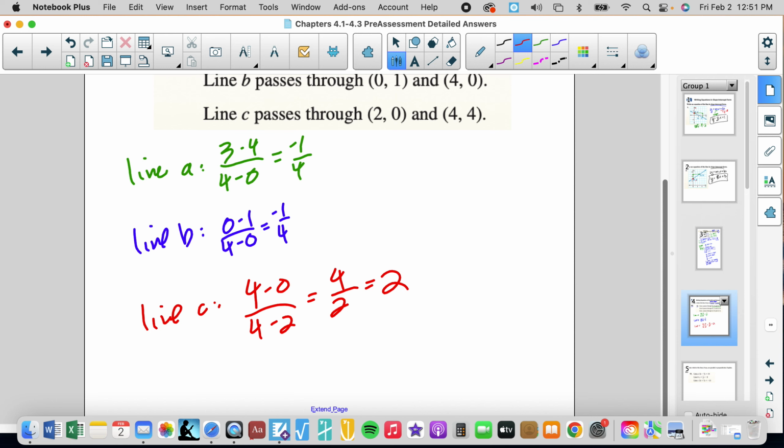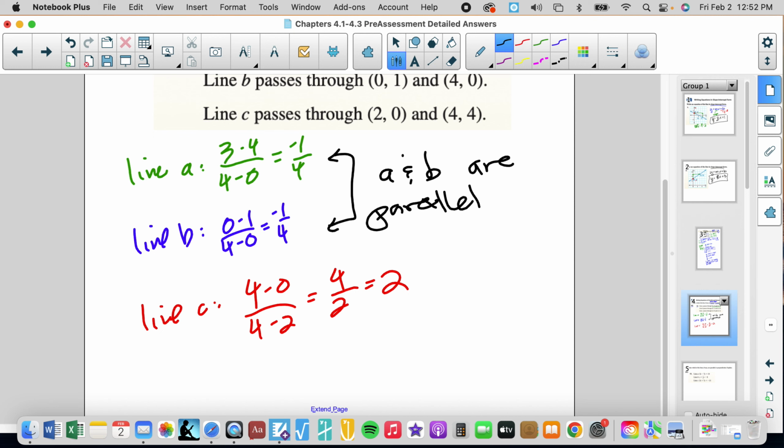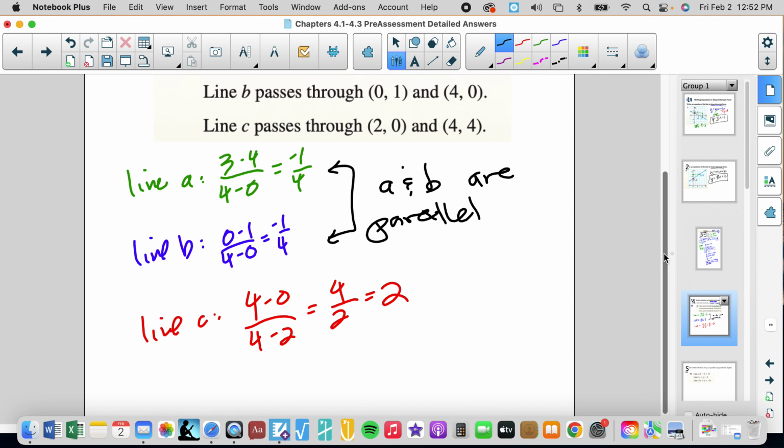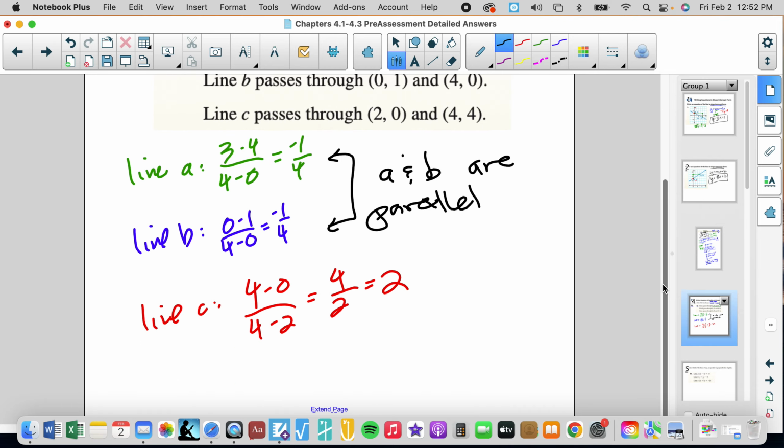Now, these 2 lines, line A and B, are parallel because they have the same slopes. They are not perpendicular to C. So C is just some other line that is neither parallel nor perpendicular, but they do intersect.